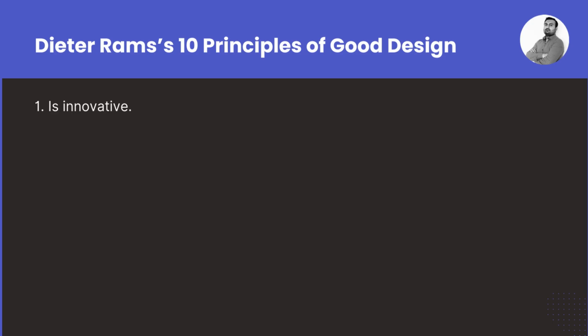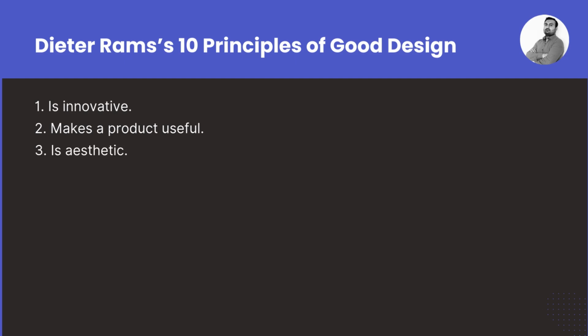In UX, this might look like Instagram stories when they first launched, a new way to interact with content using familiar gestures. Innovation doesn't always mean flashy. It means solving user problems in fresh, meaningful ways. Good design makes a product useful. Think about Google Maps. Its interface fades into the background while helping you navigate anywhere. Every button, toggle, and feature has a purpose.